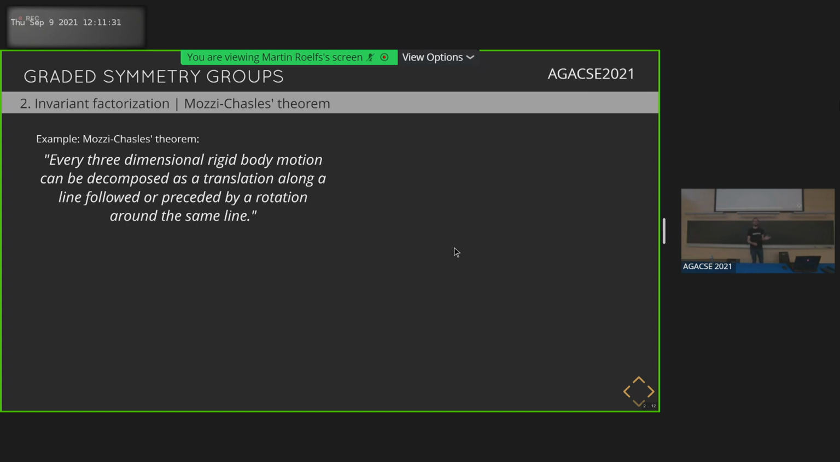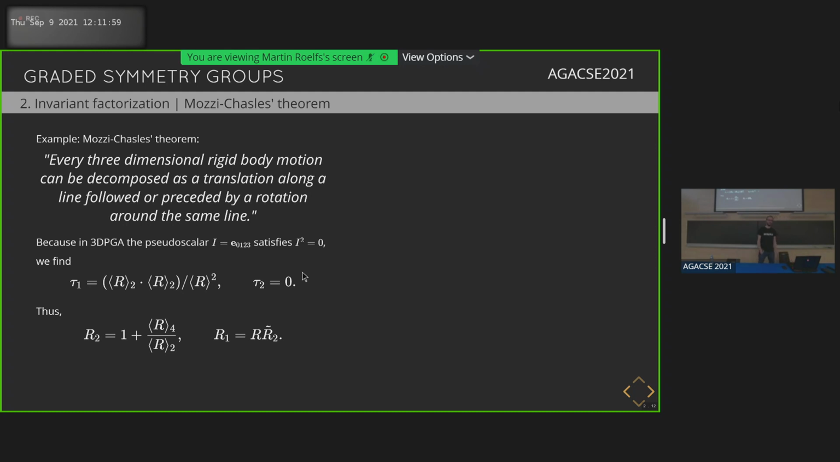Every three-dimensional rigid body motion can be decomposed into a translation along a line followed or preceded by a rotation around the same line. And so, again, remembering that the pseudoscalar in this space squares to 0, I simply get that tau 1 is always given by the pi vector part dotted with itself divided by the scalar part squared, and the last one will always be 0 in PGA.